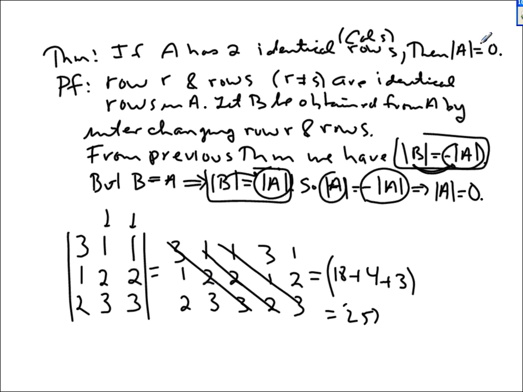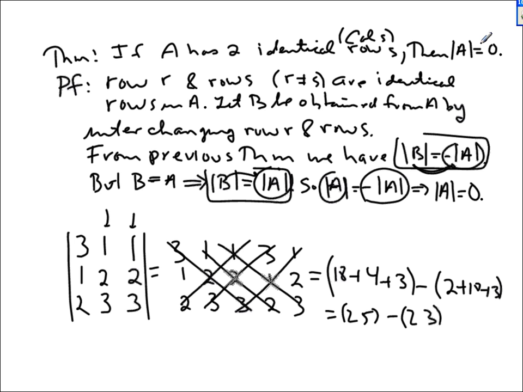25 minus 2, 18, that's 20, and then 3. So somehow I'm not getting what I should be getting. Column 1 and 2 are clearly the same. Column 2 and 3 are clearly the same. I want to make sure I wrote down the matrix right.